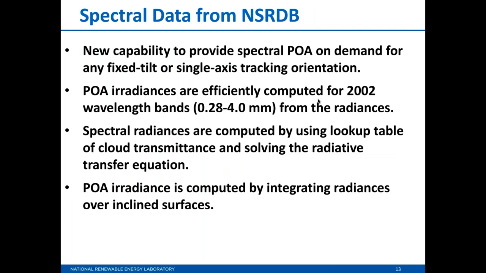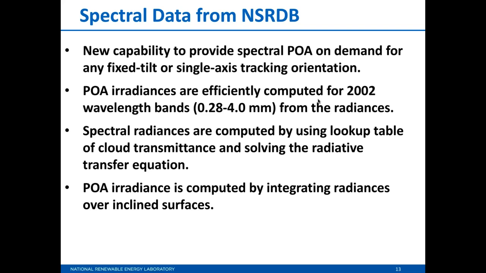Now, coming to this new data set capability we're going to provide, it's a new capability which will provide spectral plane of array. This will be on demand, so when a user asks for certain data, they could choose a location, and they will get 1 year of data, and they could choose whether it's fixed tilt or a single axis tracking orientation. It will be available for 2002 wavelength bands from 0.28 to 4 microns.